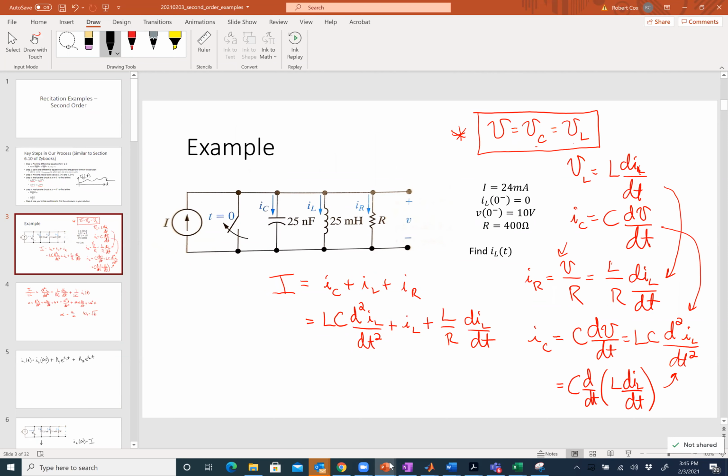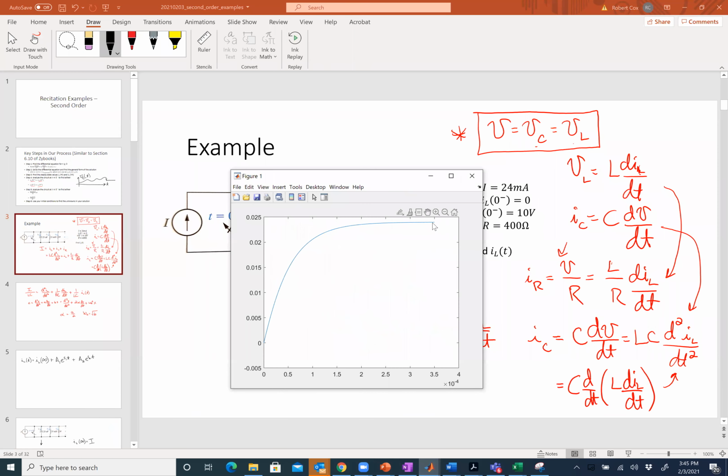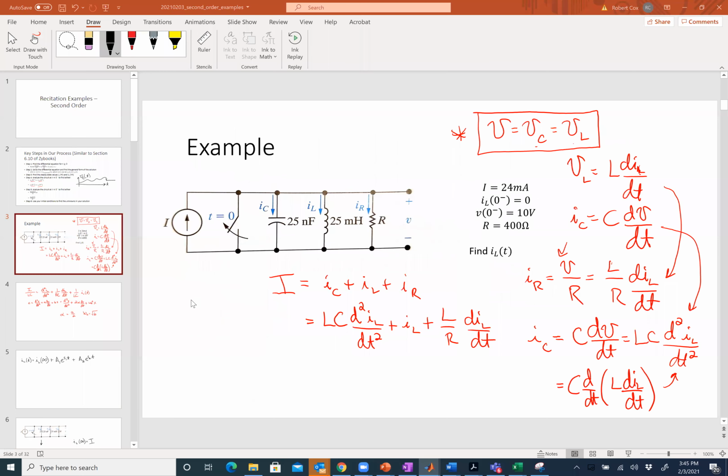And then if I look at where he ends, he ends up here at, if I hover over that, I can even see it, about 24 milliamps. Looking at the y-axis here, this guy's ending up at about 0.024, which is what we said it would be, because eventually all of this current flows in the inductor, and that's 24 milliamps.